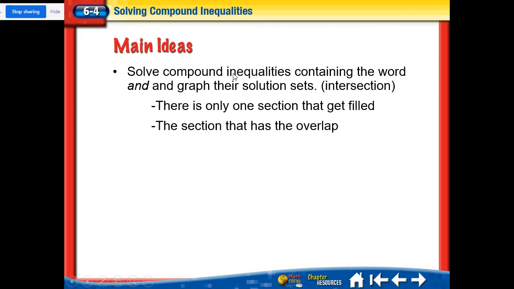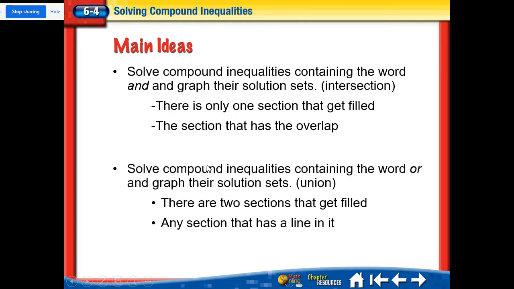But typically, compound inequalities makes three sections on a number line, and we're only going to fill in one of those sections. All right. And our second objective is that we're going to do compound inequalities with the word or. So we have some with and some with or. Now, or is considered a union. It's kind of a joining. The and is the intersection where they overlap. The or is the union.